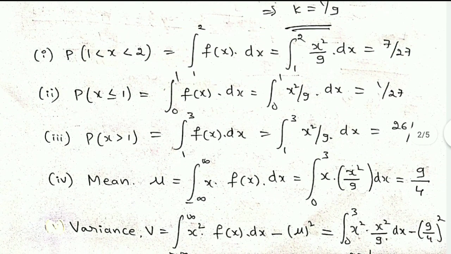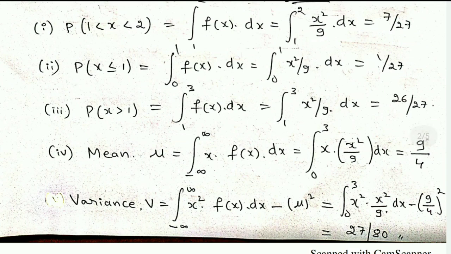Now what is the next one? P of x less than or equal to 1. That means maximum value is 1. And lower limit, actually we have to take minus infinity, right? But from minus infinity to 0, anyhow the function is 0. So that's why I have taken 0 to 1, f of x into dx. F of x is x square by 9. When you integrate, you get the answer as 1 by 27.